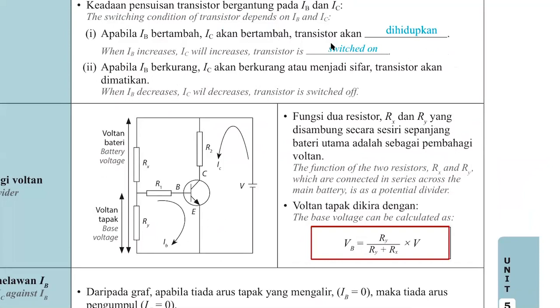Okay, VB. B stands for base, voltage at the base. Base voltage. And to calculate that one, we use Ry over the total resistance in the circuit, which is Ry plus Rx, because these resistors are connected in series. Only add Rx and Ry, the ones that are connected in series. No need to include this one or this one. Then you times it with the total voltage of the whole circuit.